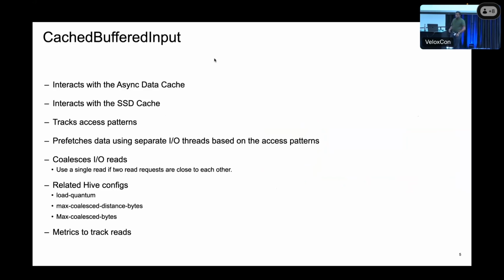So the cache buffered input does a bunch of things. First it interacts with the async data cache and sees if the data is available in the cache, and loads from the cache instead of doing a file system IO. And then it looks into the SSD cache and checks there. Also, all this is implemented by Ori. Ori is the expert in this. If you have any specific questions, you can ask him.